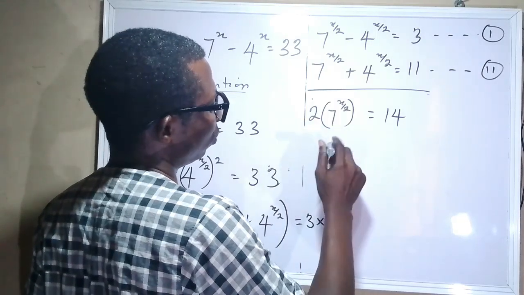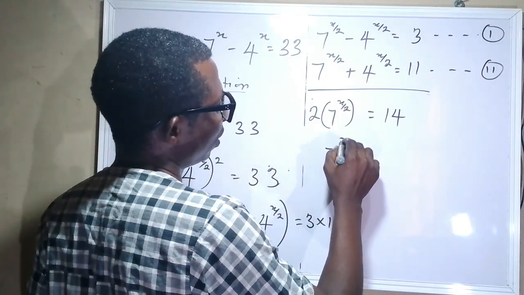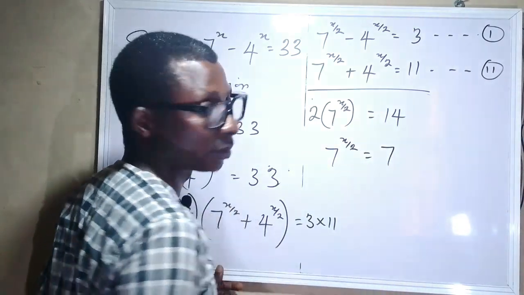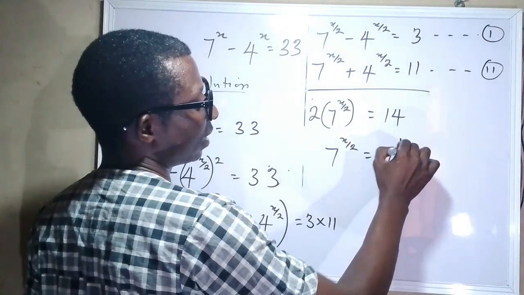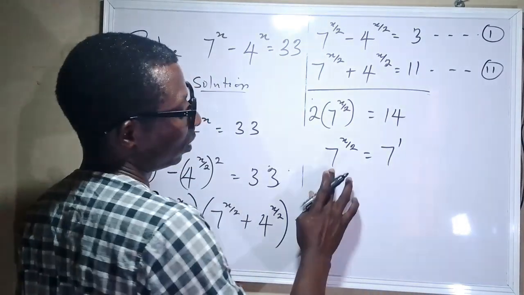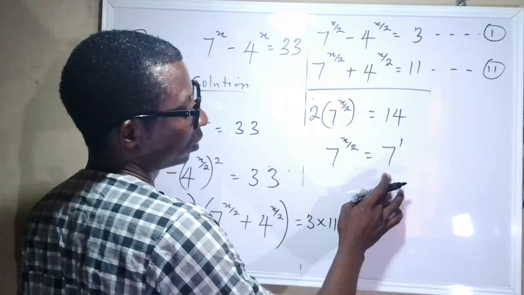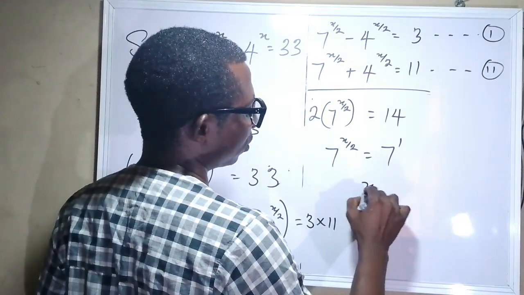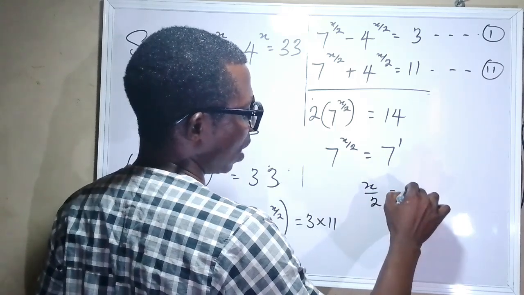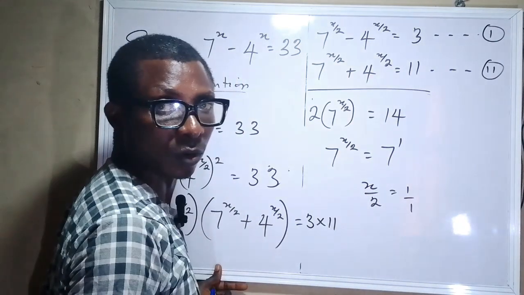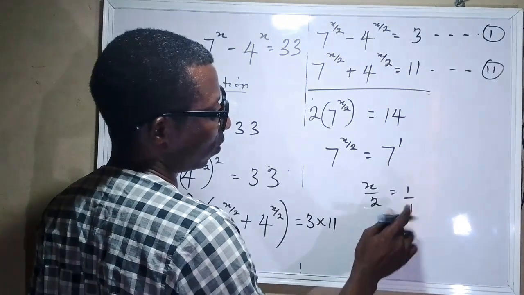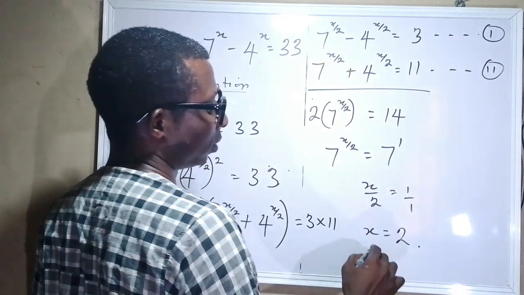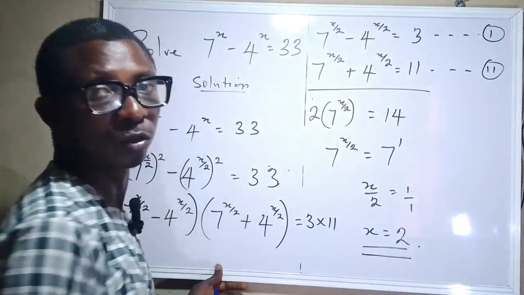So when you divide this by 2, you have 7 raised to the power of x over 2. When you divide this by 2, you have 7. So 7 is the same thing as 7 raised to the power of 1. Since their bases are equal, their powers must be the same. So we now have x over 2 equals 1 over 1. So you cross multiply: x times 1 is x, 2 times 1 is 2. So the value of x is 2.